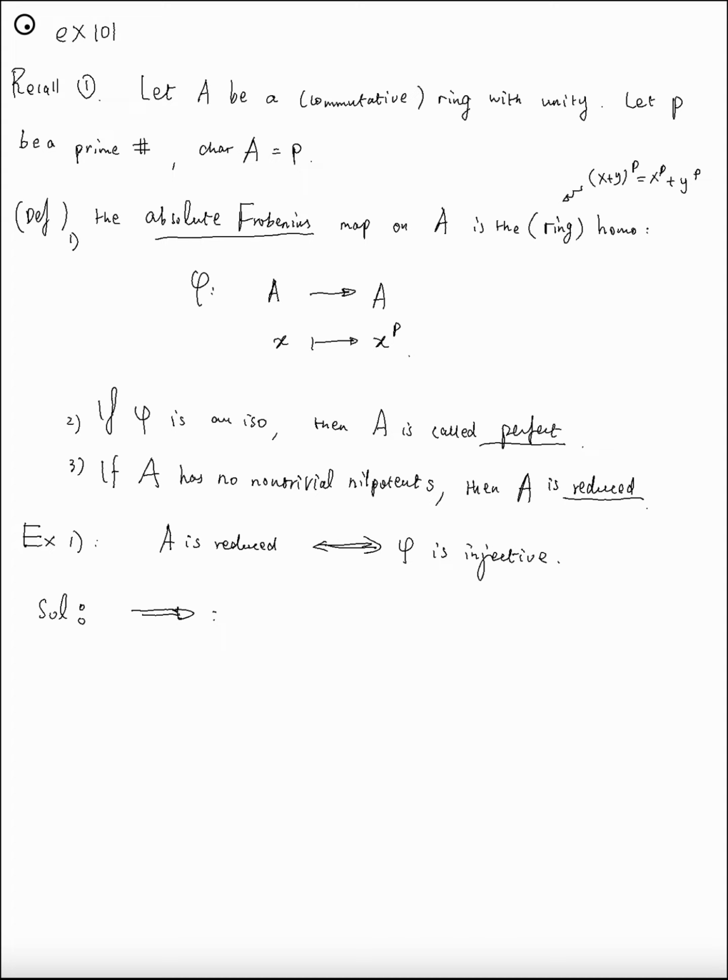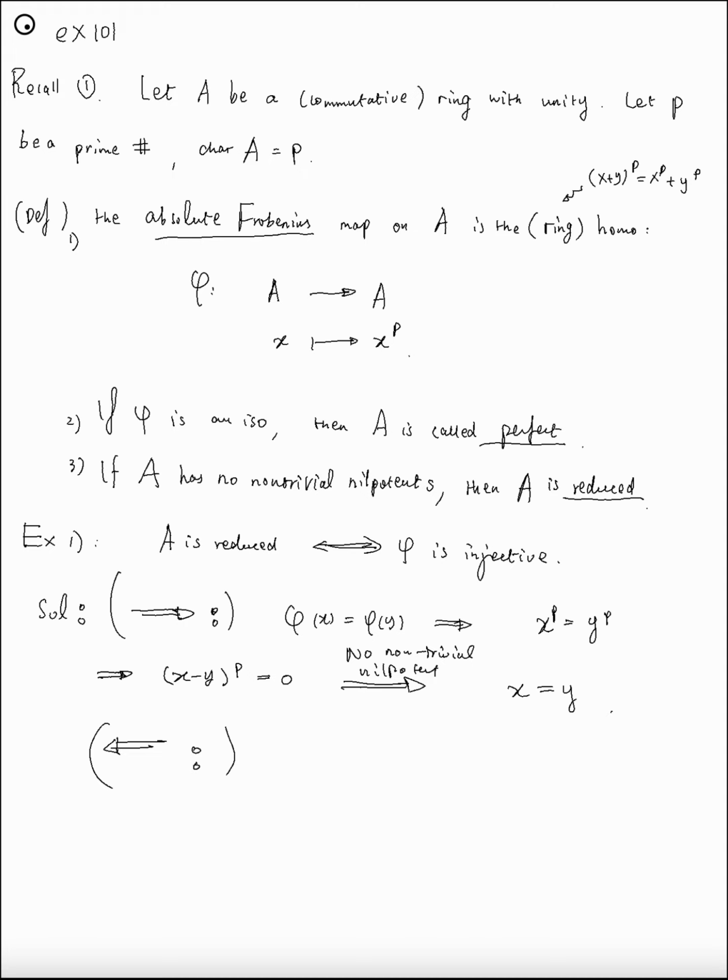Frobenius is injective. So suppose Frobenius of x equals Frobenius of y, then this implies x to the power p equals y to the power p. And so this implies (x minus y) to the power p equals 0. And there is no non-trivial nilpotent, and so x equals y. Okay, conversely it's very similar.